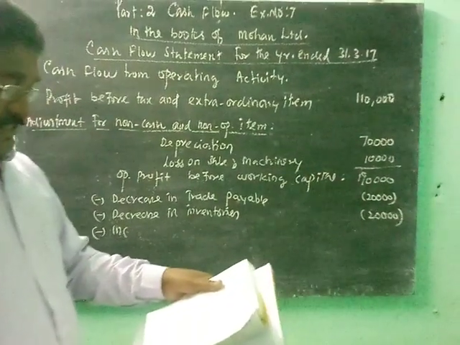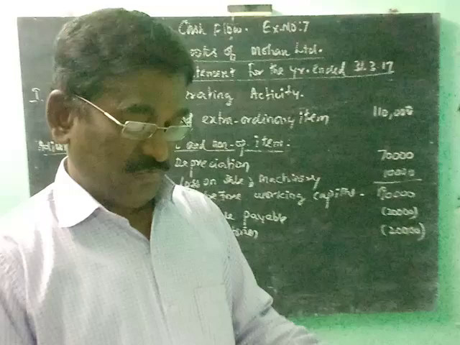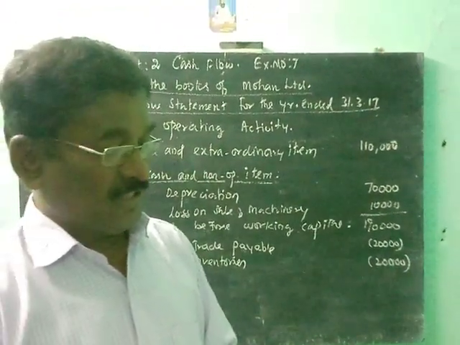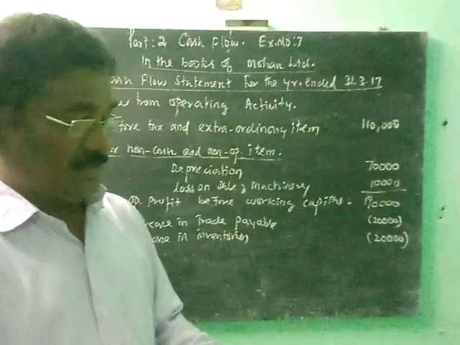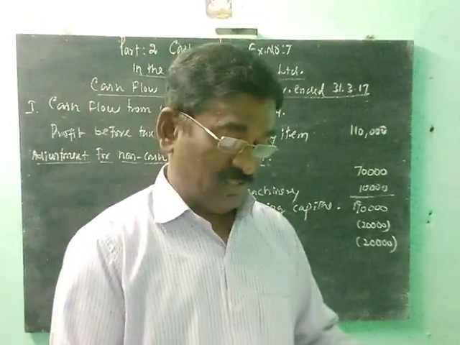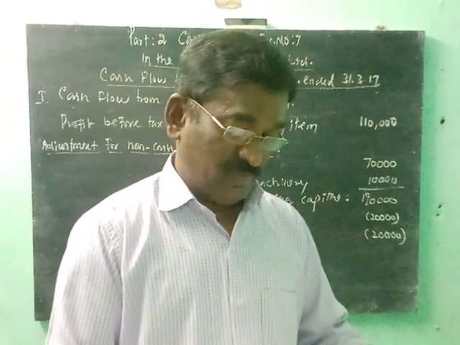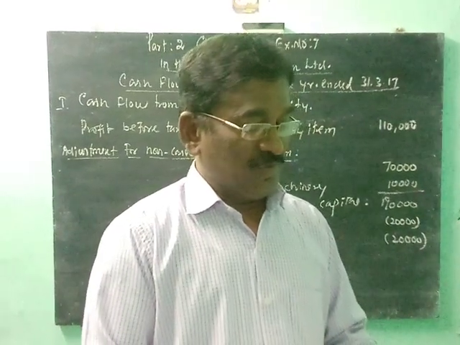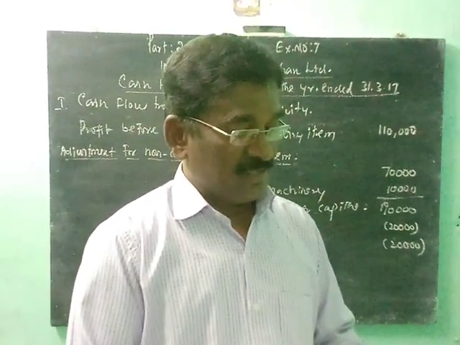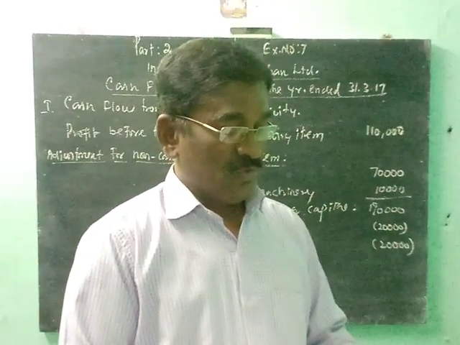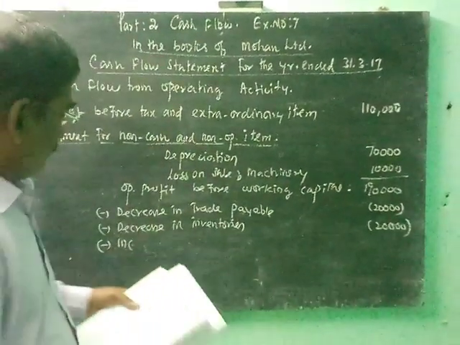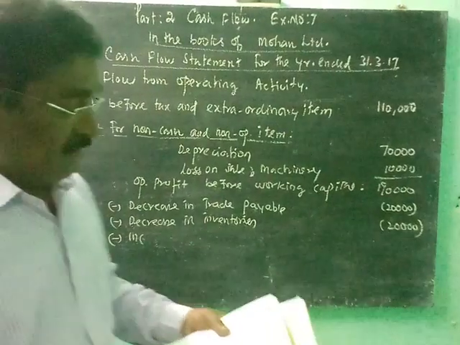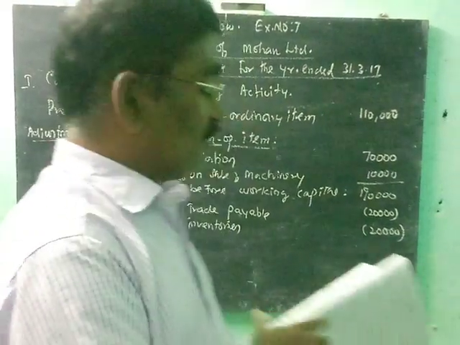Like 20,000, trade receivable, note number 4. In note number 4, there are two pieces of information: debtors and bills receivable. Dear students, in the balance sheet, trade receivable, note number 4, has two items: debtors and bills receivable. So debtors decreased, and bills receivable increased. Don't forget.